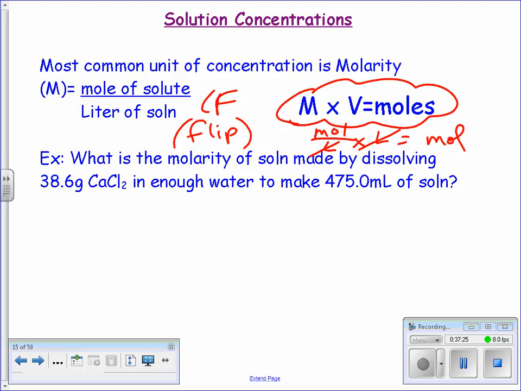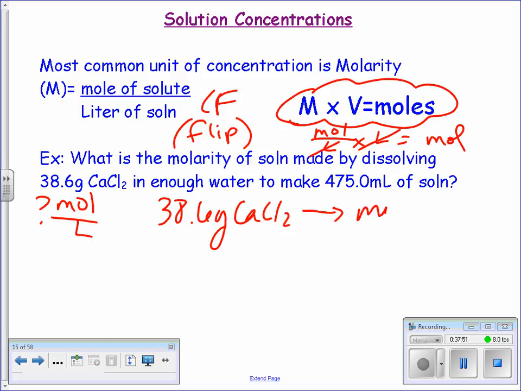So tell me how I would solve this problem. What's the molarity? So what am I looking for? What units? Moles per liter. So I'm looking for moles per liter. Made by dissolving this many grams of calcium chloride in enough water to make 475 mL of solution. 38.6 grams CaCl2 to moles. Okay, so take this calcium chloride, to moles.